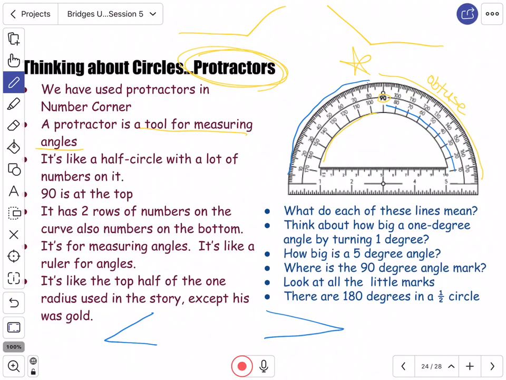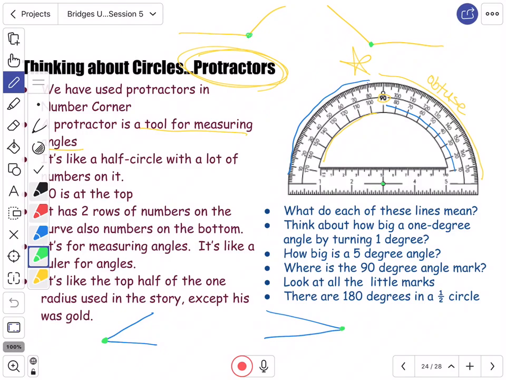It has 2 rows of numbers. It's for measuring angles. It's like a ruler for angles. And it's like the top half of the medallion used in the story, except that it was gold, right? Now, what do each of these lines mean? All right, so think about how big a 1 degree angle would measure.